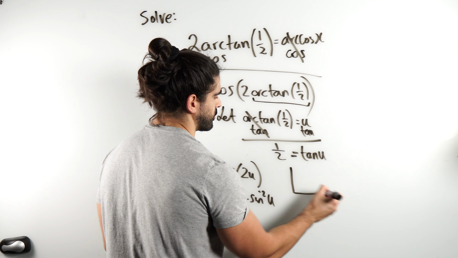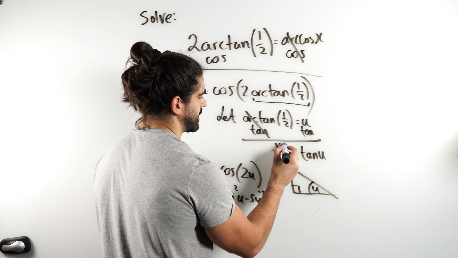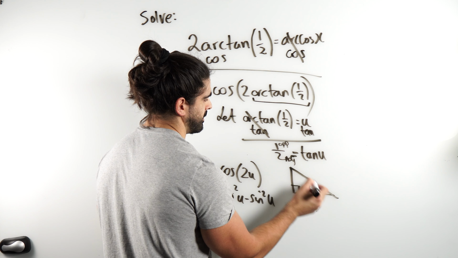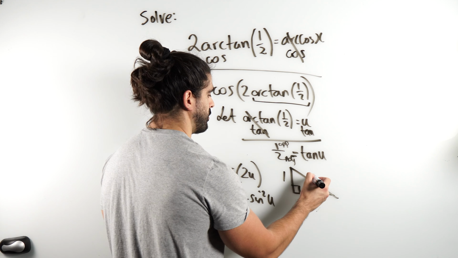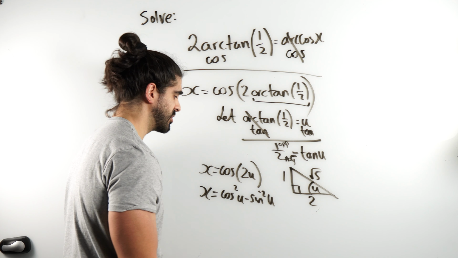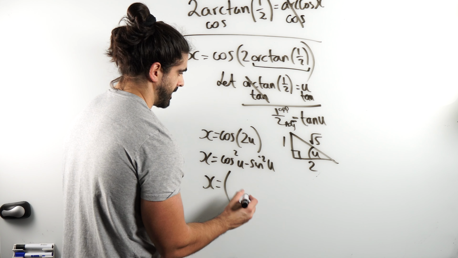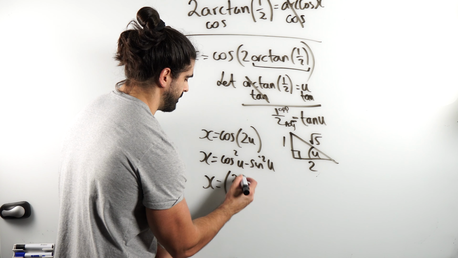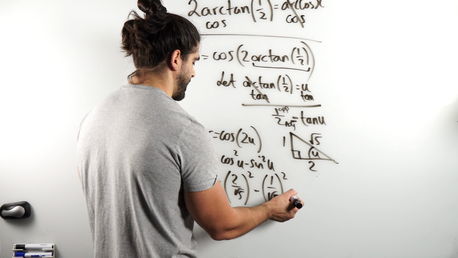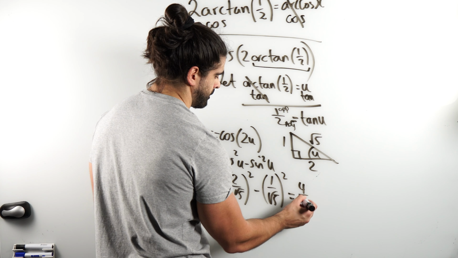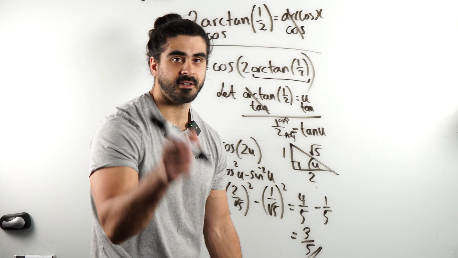Here it's just simple triangles. The angle is u. Tan means opposite over the adjacent. Opposite 1, adjacent 2. 1 squared plus 2 squared is 5. Root that, root 5. So cos is 2 over root 5. We are squaring that, minus sine, which is 1 over root 5, and we are squaring that. So we have 4/5 minus 1/5, 3/5. Easy.